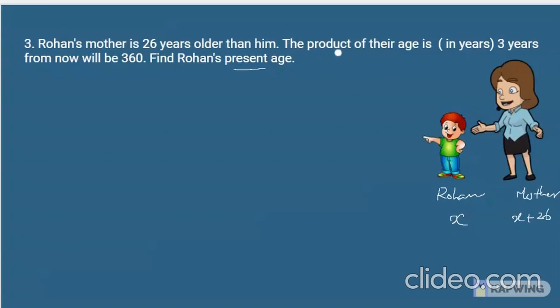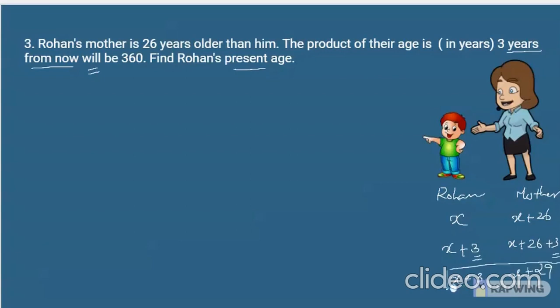Now, the second part. The product of their ages 3 years from now. This is important. 3 years from now, what will be Rohin's age? His age will be x plus 3. And what will be his mother's age? Now she is x plus 26. Then after 3 years, she will be x plus 26 plus 3. We add 3 here as well as here. So this will be x plus 3 itself, and mother's age will be x plus 29.